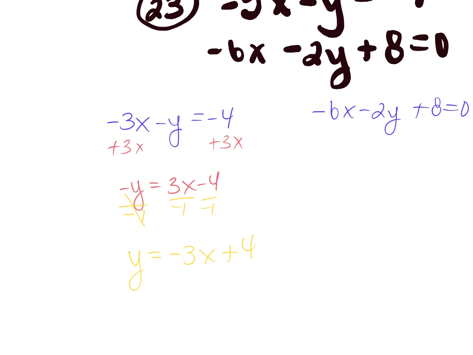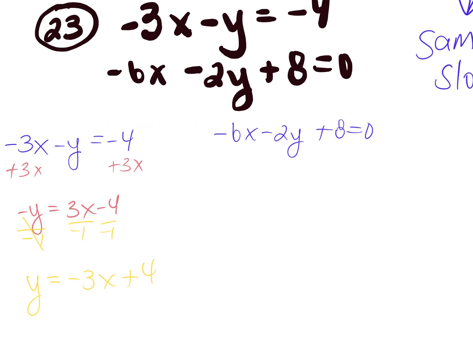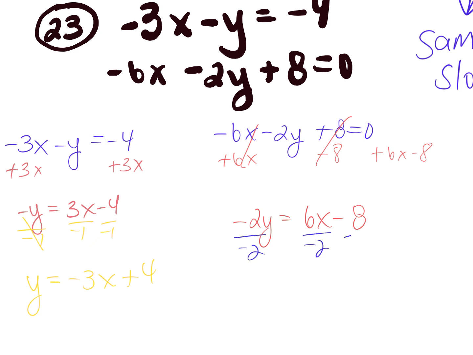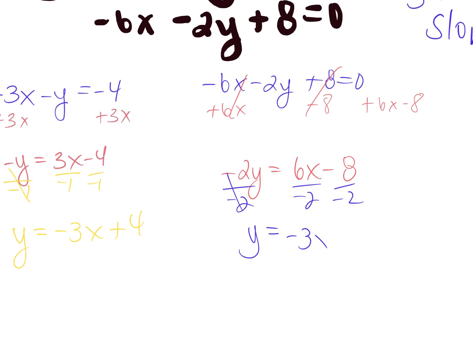So do the same thing over here. I'm going to get y by itself, so I'm going to add 6x and minus 8 from both sides. I have negative 2y equals 6x minus 8. Then I'm going to divide everything by negative 2, and I get y equals negative 3x plus 4. This happens to be the same line.